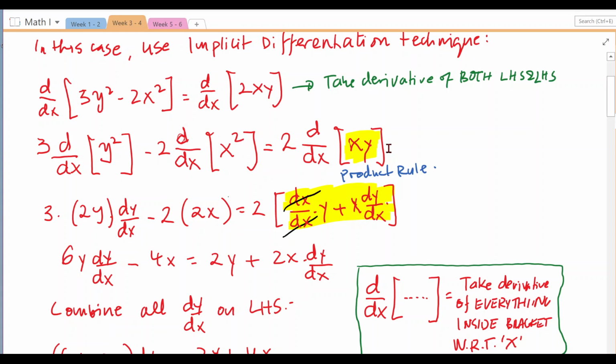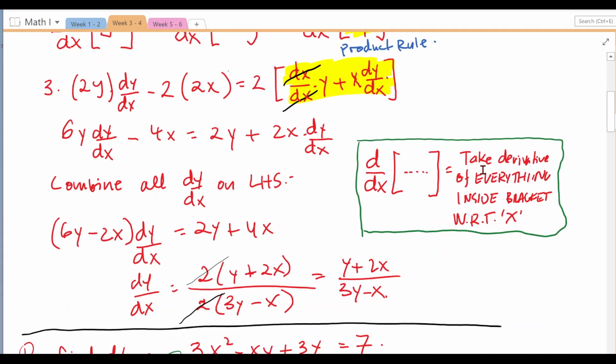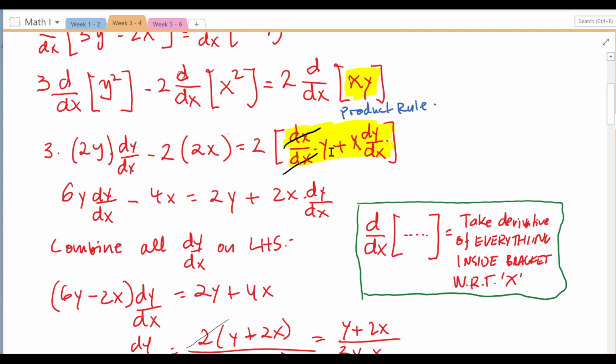And then on the right hand side, we apply the product rule. We take the derivative of the first term, dx with respect to x, so the dx gets cancelled, multiplied by the second term, plus the derivative of the second term, which is dy/dx, multiplied by x, the first term. So this inside the bracket is actually the expansion of the derivative of x times y. Moving on, we have 6y dy/dx minus 4x, and here we have 2 times y plus 2x dy/dx.